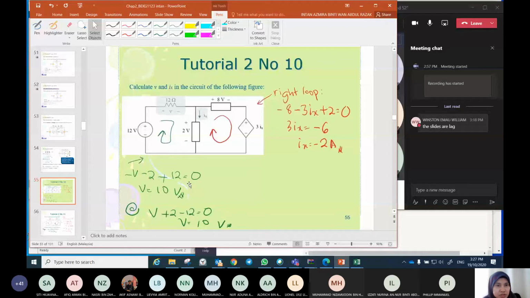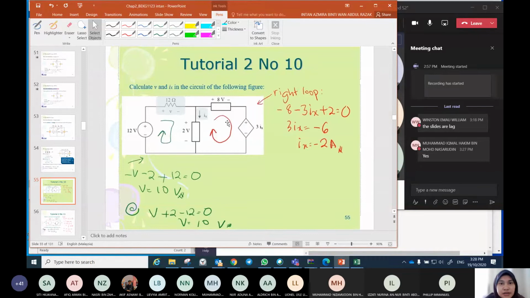Okay, so any question up to here? How to find the V? Can you understand? Yes, doctor. Now we want to find IX. IX is the current that flows through here. When the current IX flows through this resistor, the voltage drop will be positive here and then negative here. The voltage here is 2 volt, positive and negative.